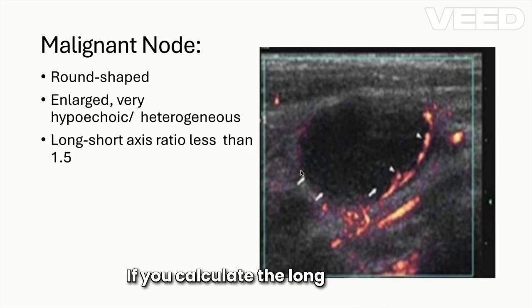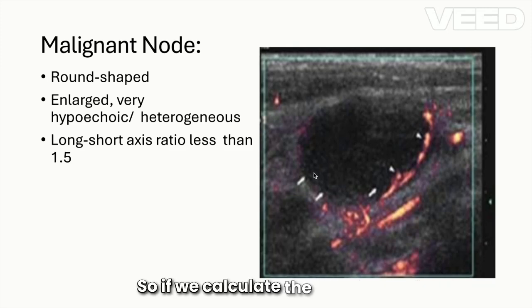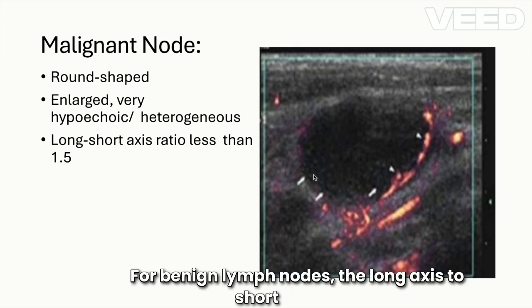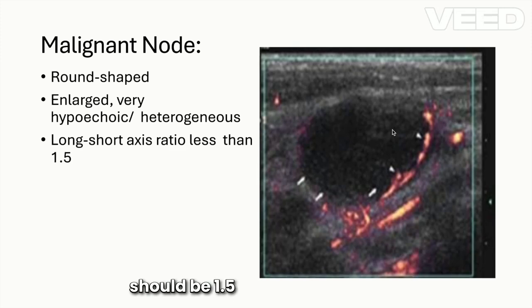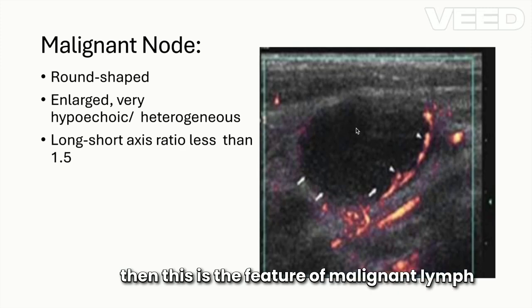If you calculate the long axis to short axis ratio, this is the long axis and this is the short axis, then it will be less than 1.5. For benign lymph nodes, the long axis to short axis ratio should be 1.5 to 2. But if the long axis to short axis ratio is reduced, less than 1.5, then this is a feature of malignant lymph nodes.